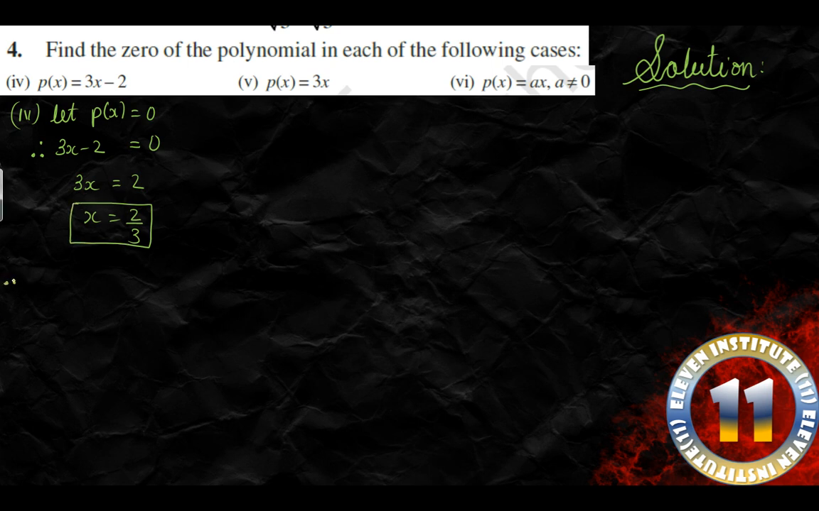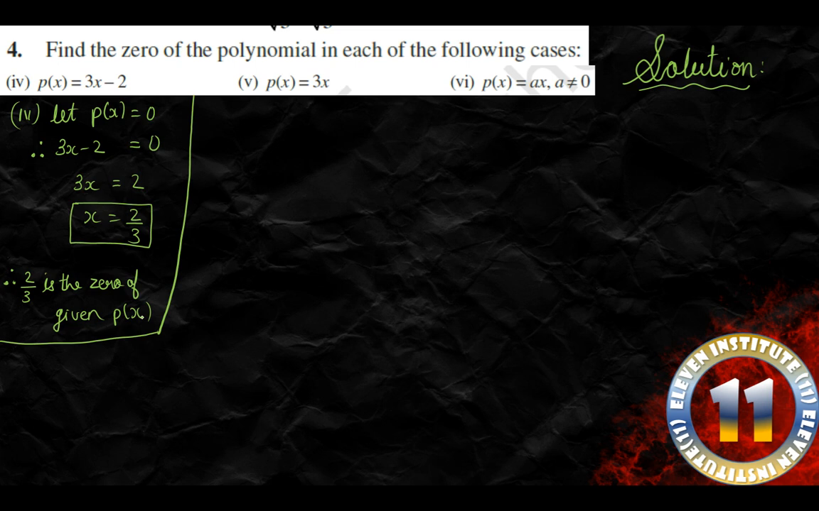Hence we can write 2 upon 3 is the zero of the given polynomial with variable x. Fine. So this was number 4. Now let us see number 5.